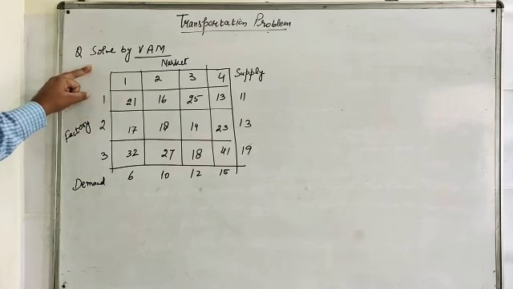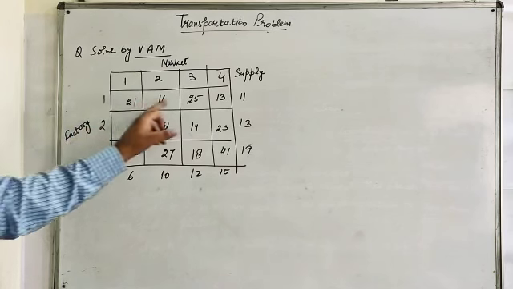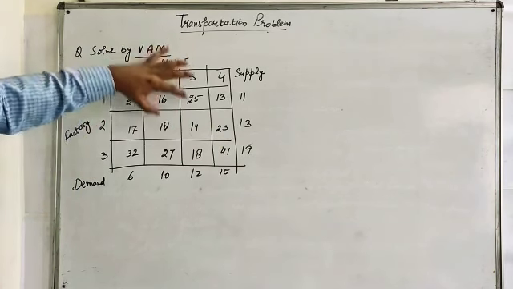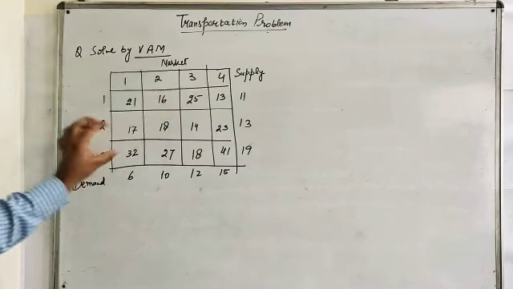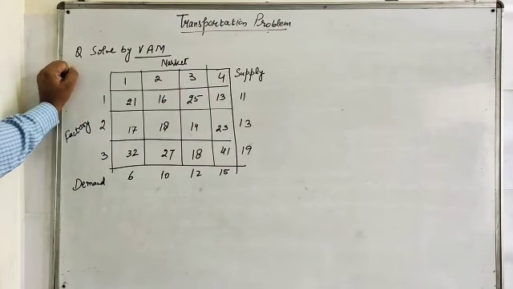Solve by the Vogel approximation method. These are the factories from which we have to make the supply, and these are the markets 1, 2, 3 and 4, that is 3 factories and 4 markets, and we have to solve this particular problem by the Vogel approximation method.